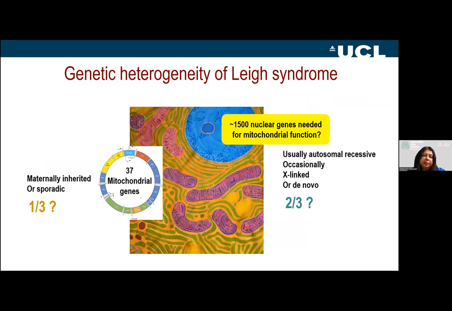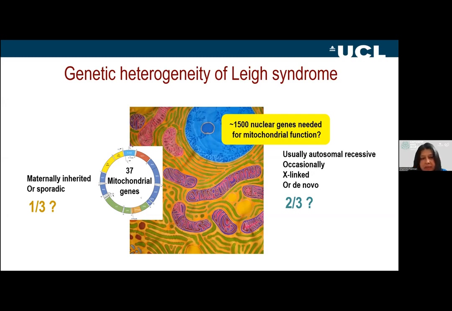So we became increasingly aware that we couldn't find the genetic causes for a lot of cases in the mitochondrial genome, and so the nuclear genome must be involved. And over the years, Vamsi Mutha has done amazing work showing that about 1,500 nuclear genes are needed for mitochondrial function. So that's 7% of our nuclear genome is dedicated to making a mitochondrion that works well.